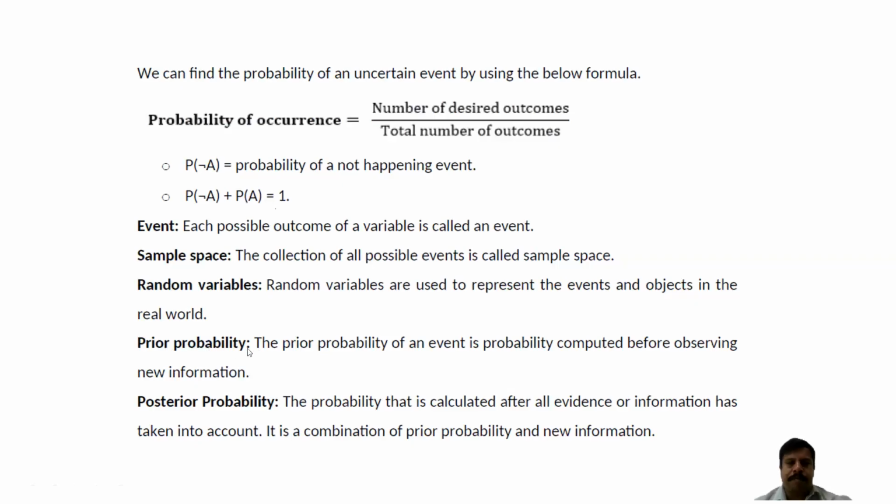Prior probability. The prior probability of an event is the probability computed before observing new information. If the information prior to the event is already available and the event is to be calculated, then that is known as a prior probability. And we also have posterior probability, the probability calculated after all evidence or information has been taken into account. This is a combination of prior probability and new information.